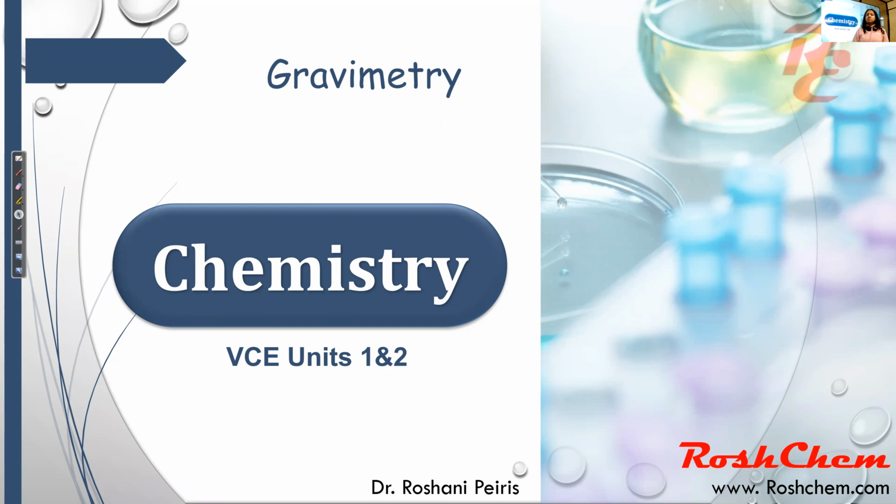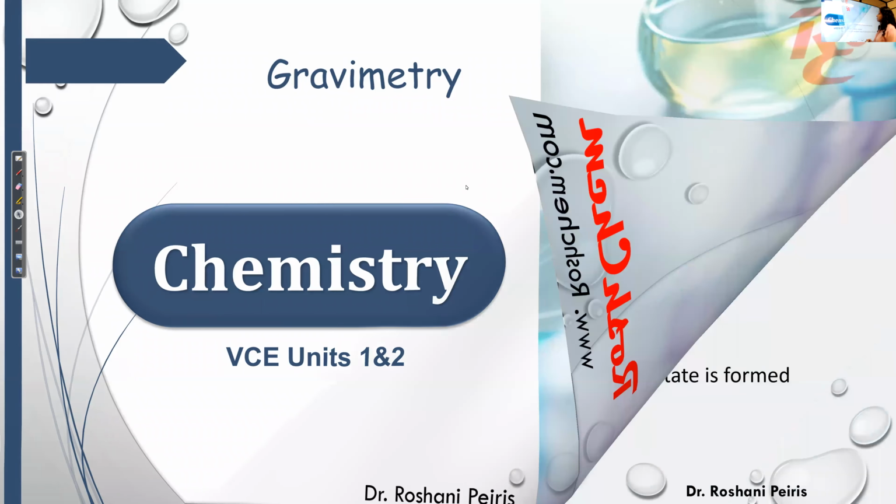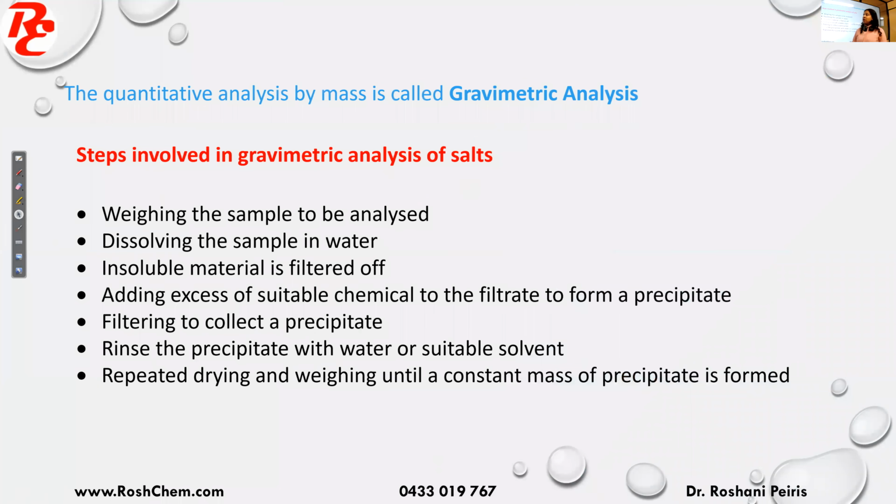In this video, I'm summarizing the lesson gravimetry. So what is gravimetry? Gravimetry is the quantitative analysis by mass. We can use gravimetry to find the salt concentration or the percentage of salt in a given sample. So we look at the steps involved first.